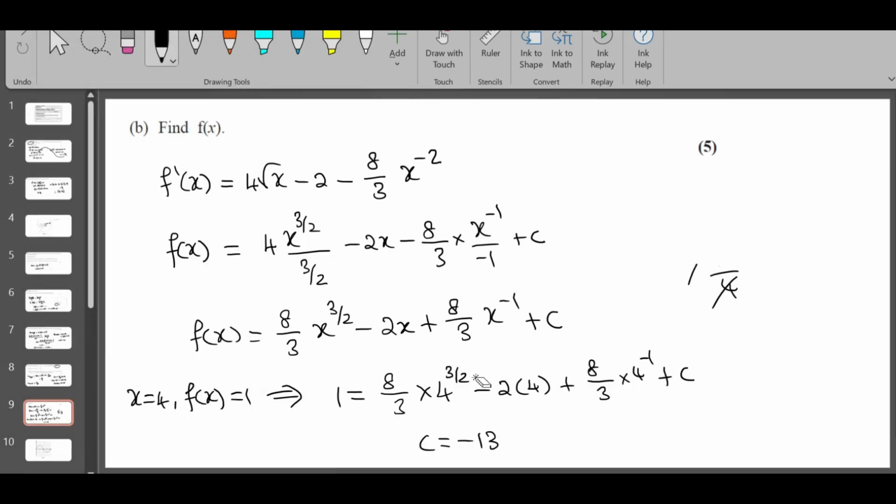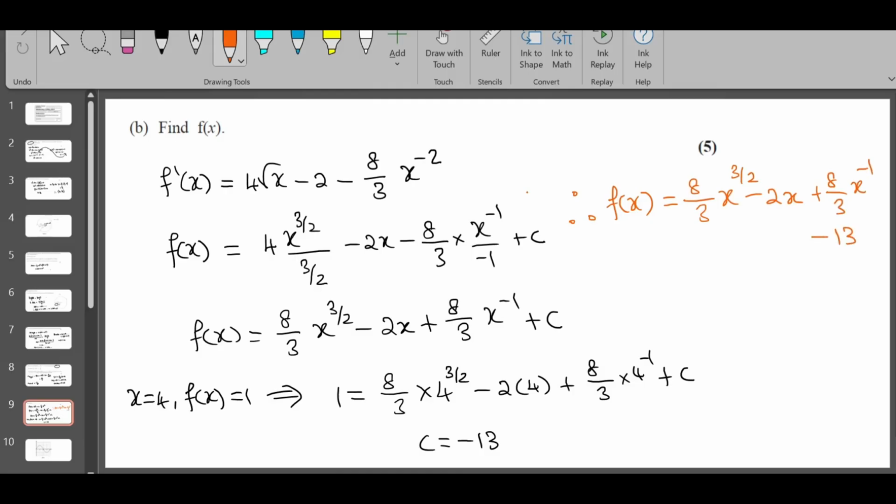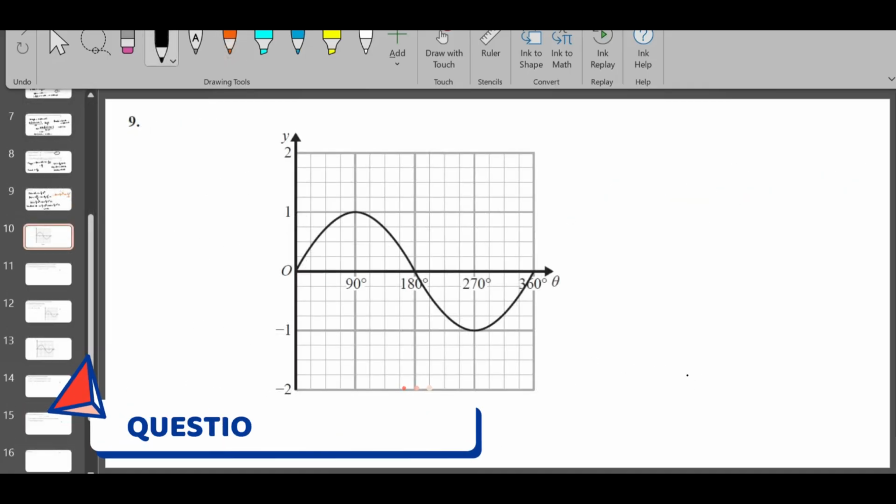But once you got the c, you have to write the function at the end, otherwise you will lose a mark. So f of x is equal to 8 over 3 x power 3 over 2 minus 2x plus 8 over 3 x power minus 1 minus 13. That's the function. Question number 9 now.